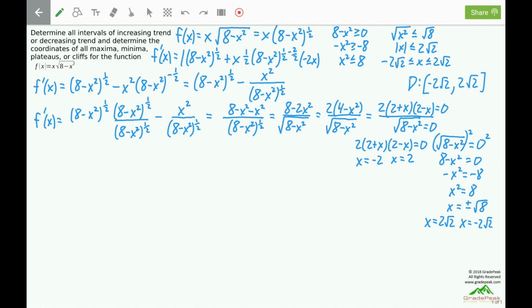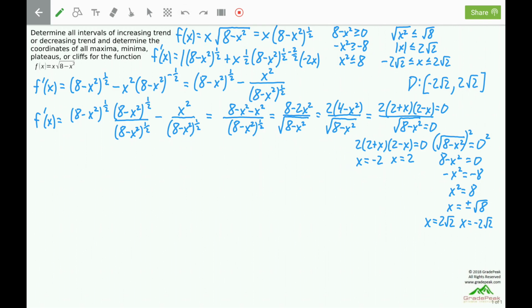We want to check and see which of these are in the domain. The domain begins at negative 2 square root of 2. It includes it and goes up to positive 2 square root of 2. It also includes it. 2 times the square root of 2 is larger than 2. And therefore, negative 2 square root of 2 is more negative than negative 2. And therefore, negative 2 and positive 2 are both in that domain interval. And then the 2 square root of 2 and negative 2 square root of 2 are the endpoints, which are included. So those are also in the domain interval. So all 4 of these are critical numbers.